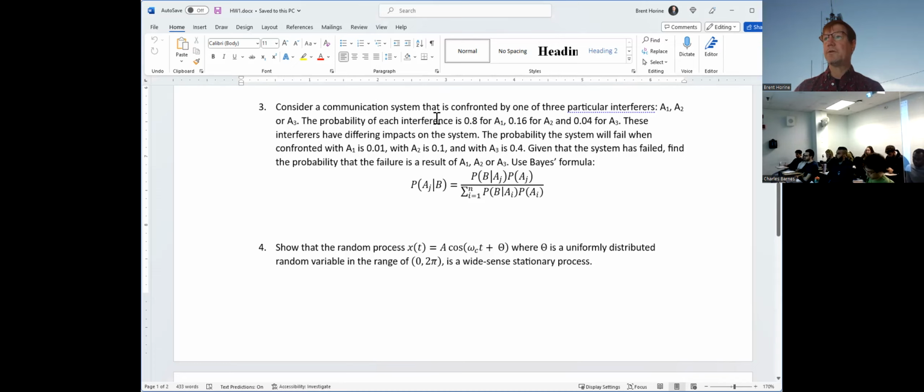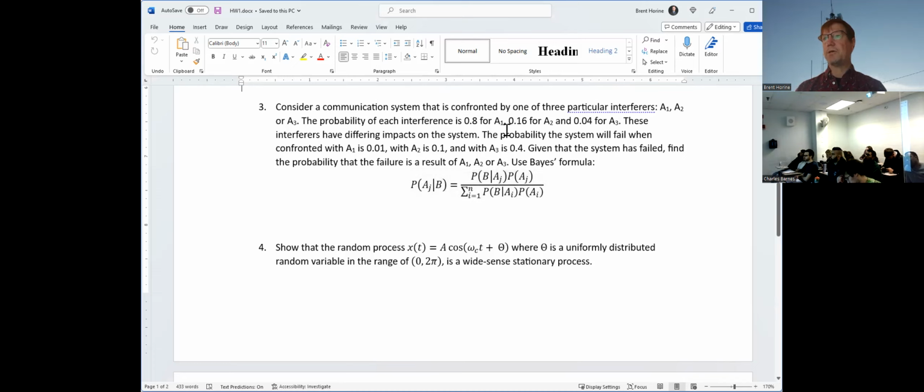So if this receiver is confronted with this interference from A1, it's going to fail with probability of 0.1. Most of the time it's going to pass, it's going to succeed, but it's going to fail at this probability. It's going to be a little bit worse with A2. If it gets interfered with A2, it's going to have 10 times more likelihood of failure. And even more so with A3.